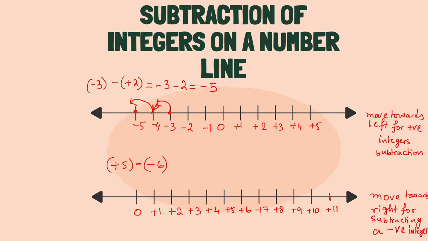So here we are at plus 5 and we will move towards right. So I am moving 6 steps towards right. 1 step, 2 step, 3 step, 4 step, 5 step and 6 step. So what will be the answer? What am I getting here? I am getting plus 11. So plus 5 minus minus will become plus, plus 6 equal to plus 11.